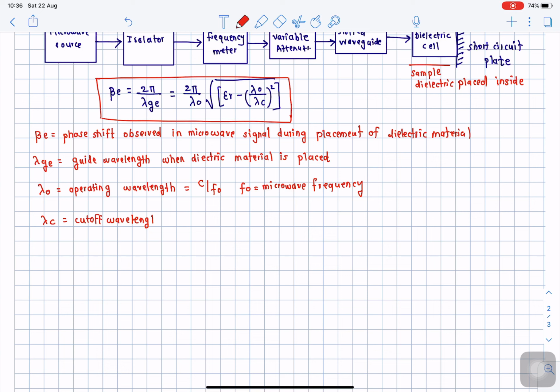How is this cutoff wavelength given in terms of waveguide dimension? This cutoff wavelength is given by 2 into a, where a is the broader dimension of the waveguide, in the dominant mode.